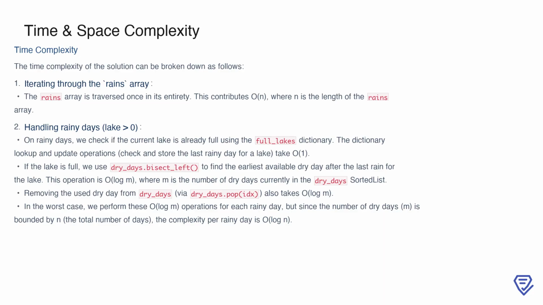However, if the lake is full, we must find the earliest available dry day after the last rain for that lake. To do this, we use the bisect_left method on the dry_days sorted list, which takes O(log m), where m is the current number of dry days stored in the list. Once we identify the appropriate dry day, we remove it from the list using pop, which is another O(log m) operation. While m, the number of dry days, is bounded by n, this means that each rainy day operation involving dry day management is O(log n). Combined, these steps contribute to the overall complexity of handling rainy days.